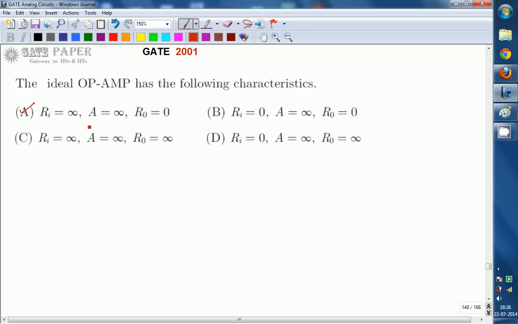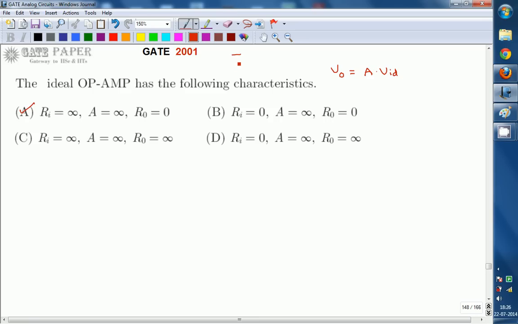Ri has to be infinite, A is going to be infinite, R0 has to be 0. Remember that. Op amp stands for operational amplifier. Generally, the output voltage is the amplification of the difference between the inputs. V0 is equal to A times VID. The output voltage is the open loop gain times the difference between the input signals.